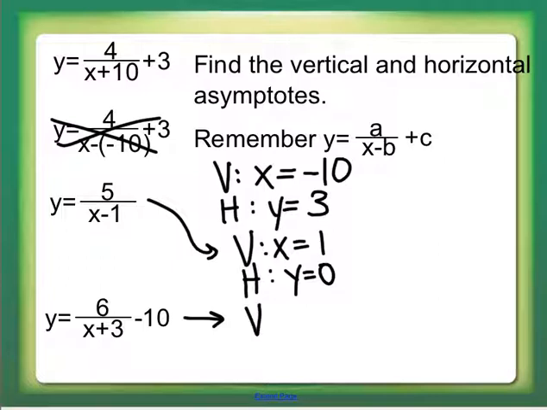All right, and last one, vertical asymptote is x equals negative 3. That's my excluded value. And my horizontal asymptote is when y is equal to negative 10.